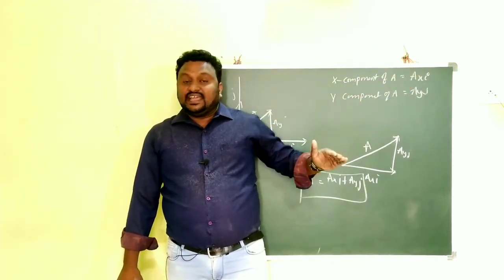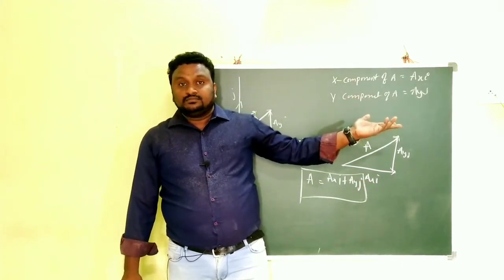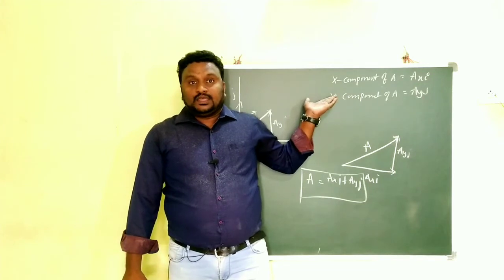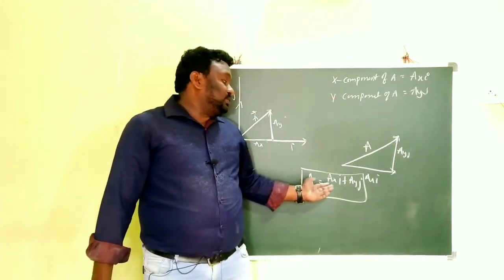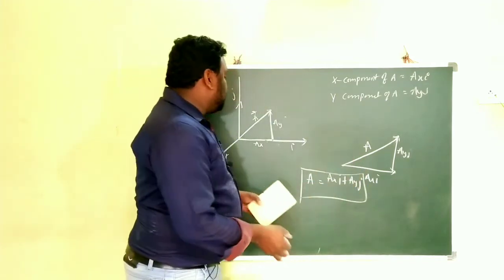Here AX is the x component of A, and AY is the y component of A. According to the addition of vectors, A is equal to AXi plus AYj. That is the vector, children.